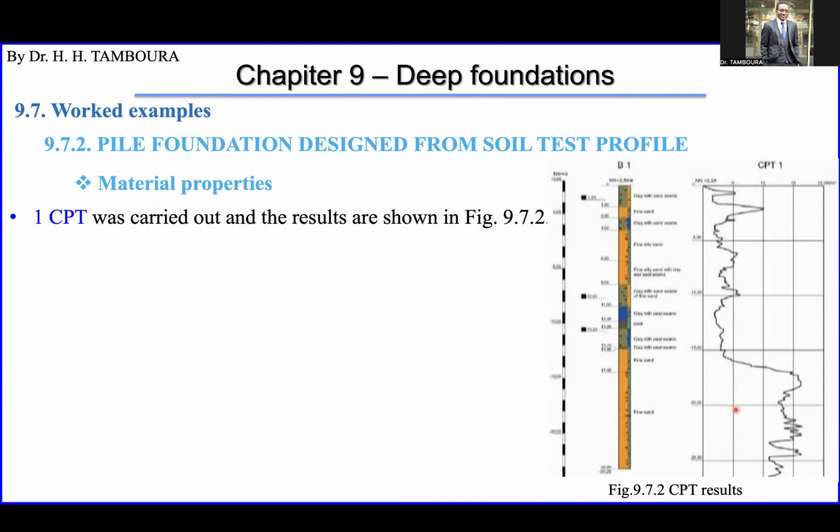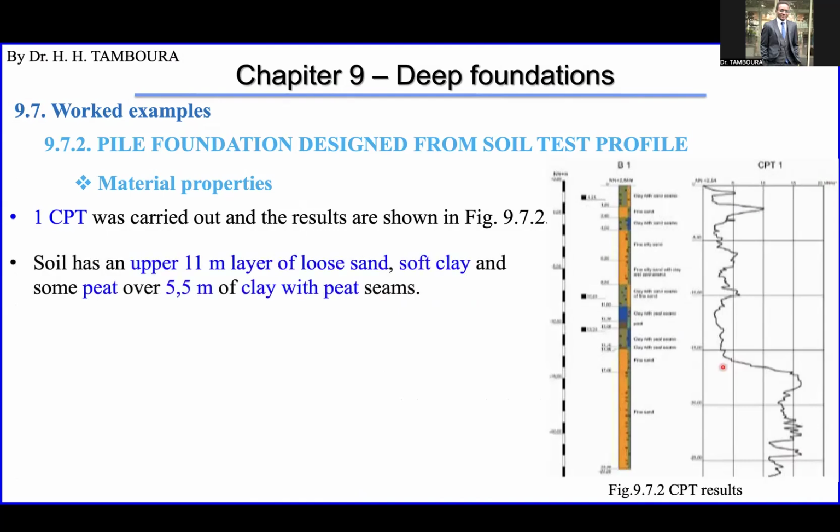If you check, you can notice immediately that you have soft ground at the top, and maybe more resistant ground deeper. This is the QT value, CPT, QT or QC, and this is depth. So you can see from here to here, we have relatively soft ground.